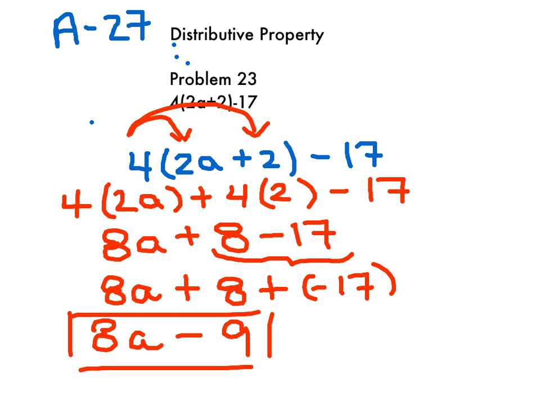And then the second question I'm going to ask you is why weren't the 8a and minus 9 combined? And the answer is because they're not like terms, so I can't add or subtract them. This one had a variable, this one doesn't, therefore they're not like terms, and I cannot combine them.